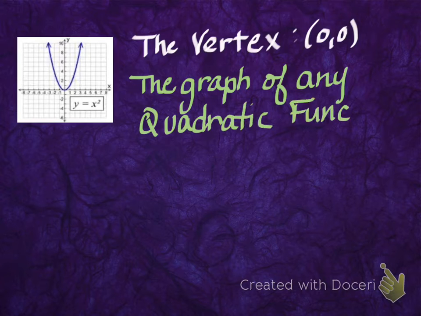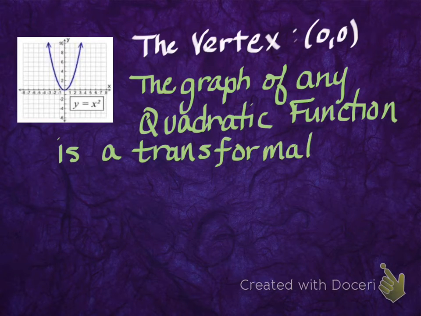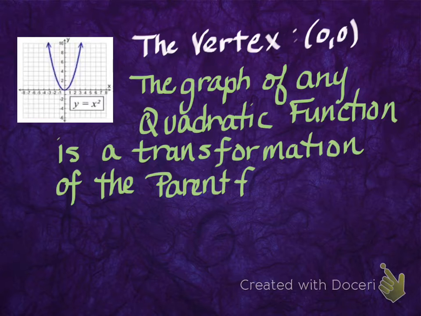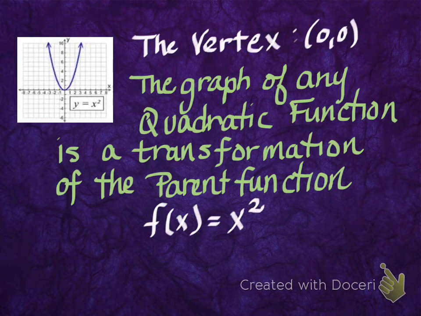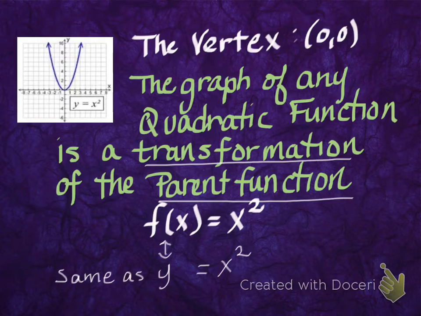So really the graph of any quadratic function is the transformation of this parent function. Unless you're told otherwise, you're starting at 0, 0, and the movement occurs from there. And please remember, f of x is actually the same as y. You can interchange them.